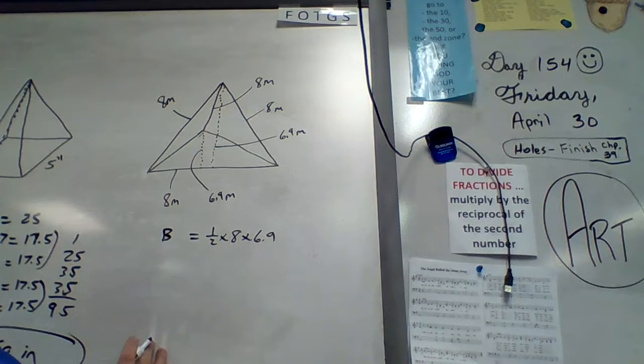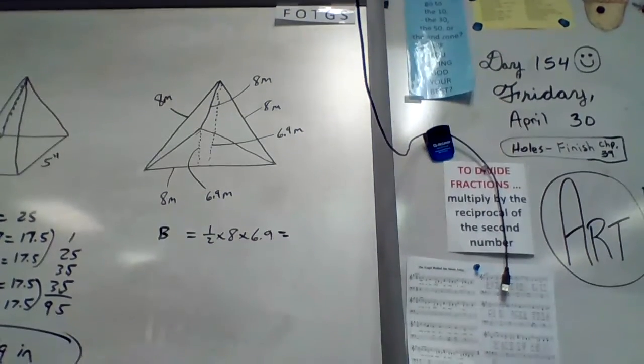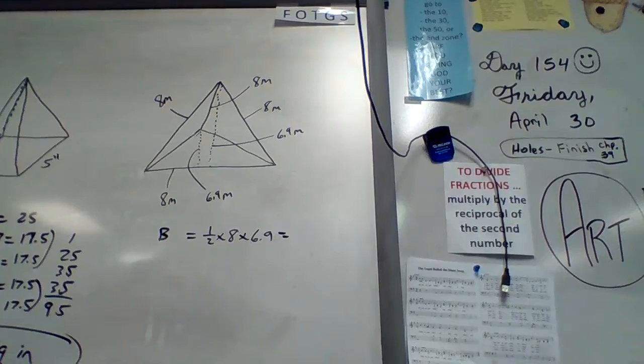1/2 times 8 times 6.9. What does that equal? I don't know, so let's figure it out. 1/2, that would be 0.5, times 8 times 6.9. Let's see what we get. I get 27.6.